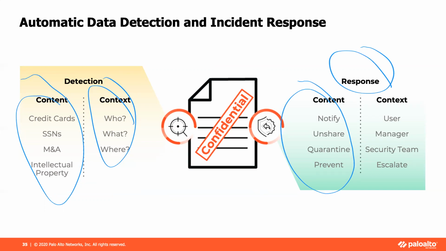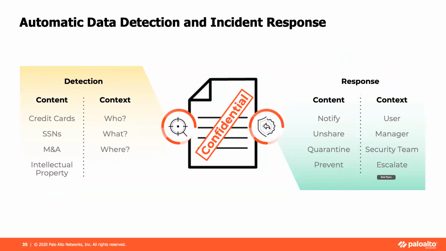Doing this within different contexts. You know, who are we notifying? Users or managers or the security team? When we prevent access to information, who are we notifying again? So understanding the content and context in the detection part of things and the response part is what we're after here.